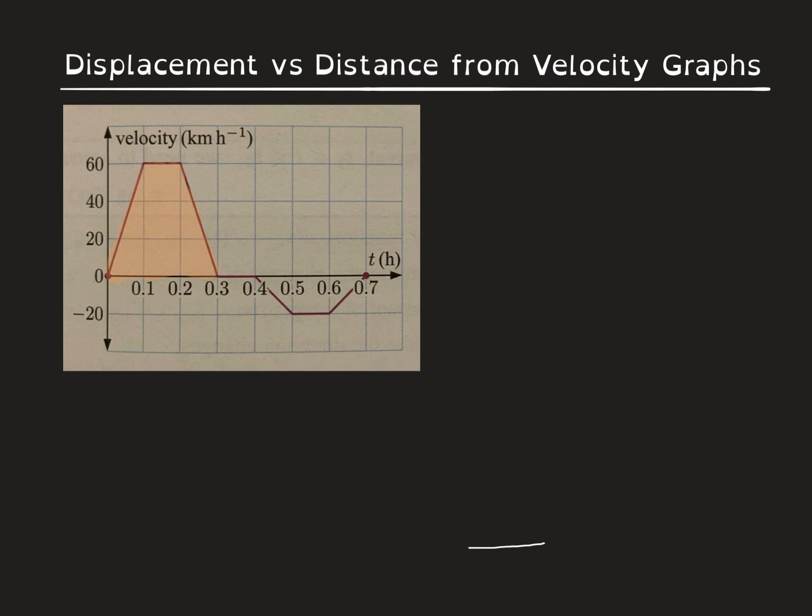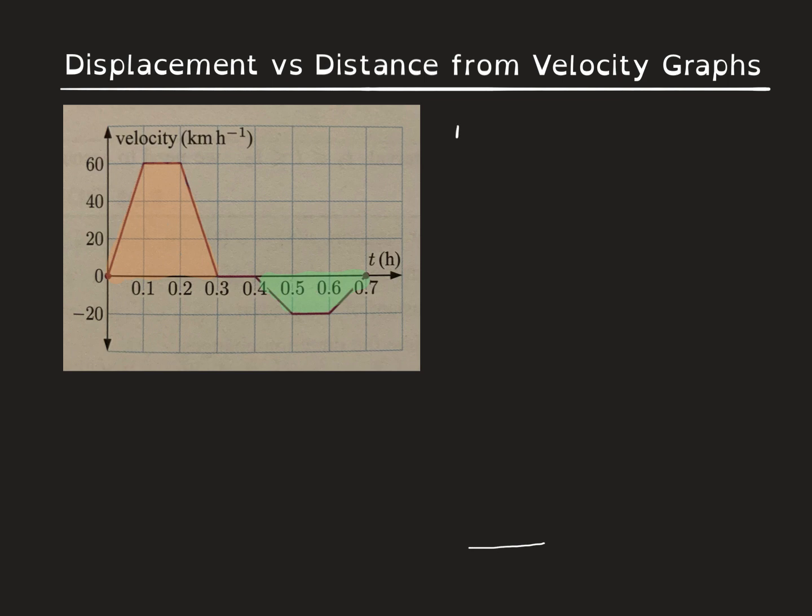The significance of the second part of this graph is that the car is now traveling in the opposite direction, or we might say it's traveling backwards. And the area represents the distance that it has traveled back.